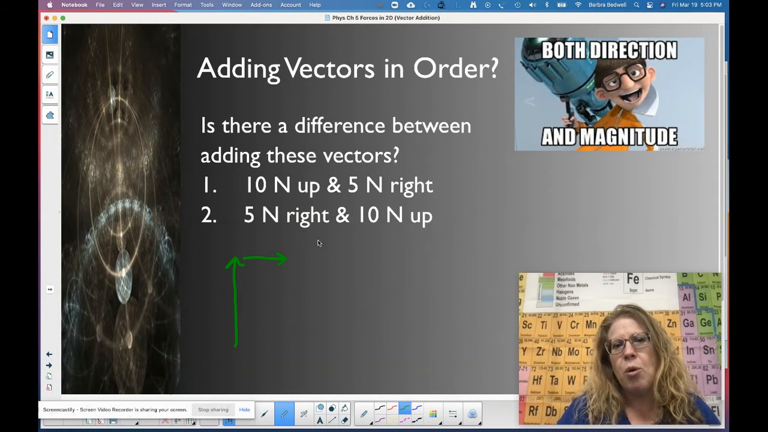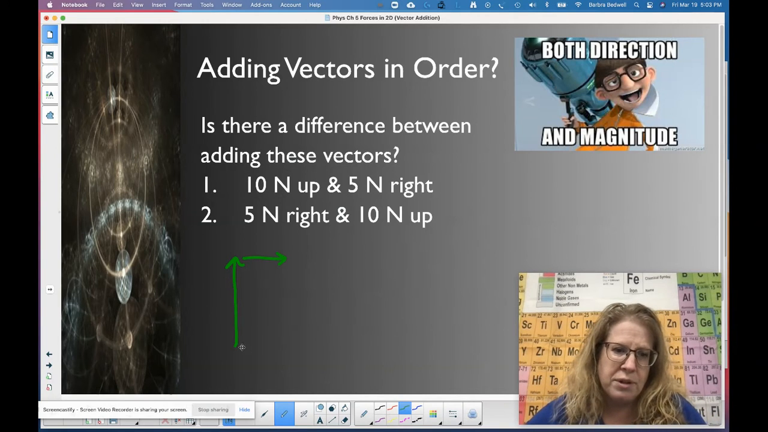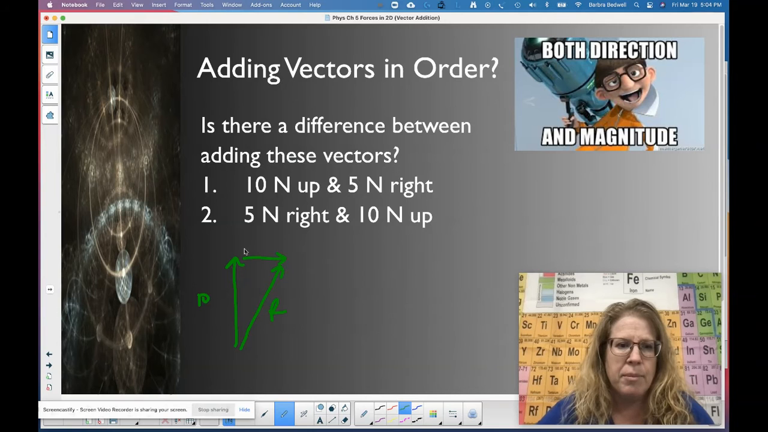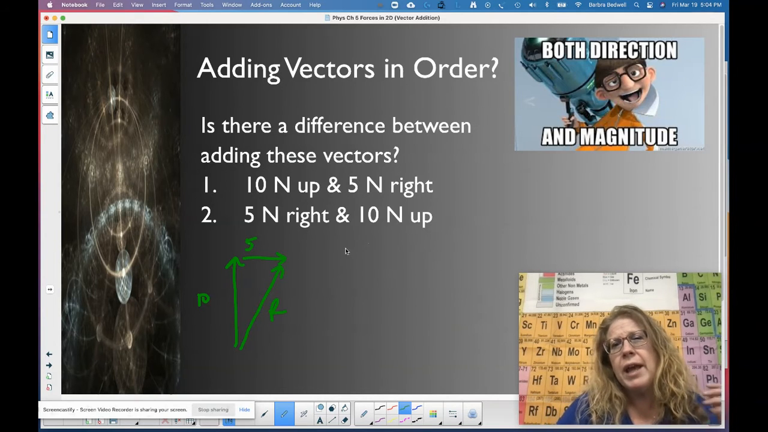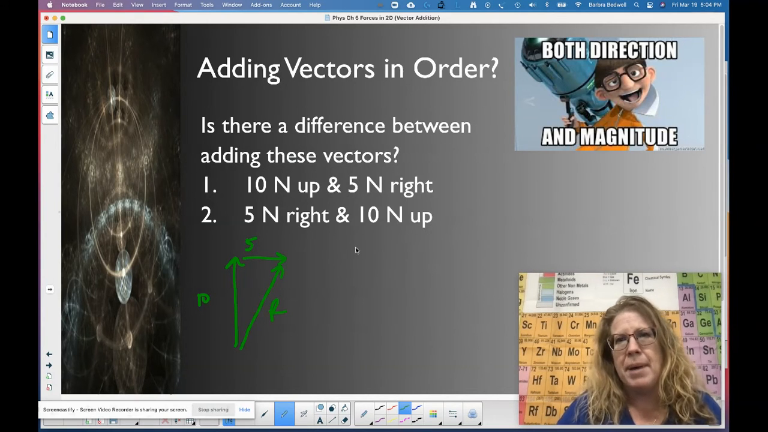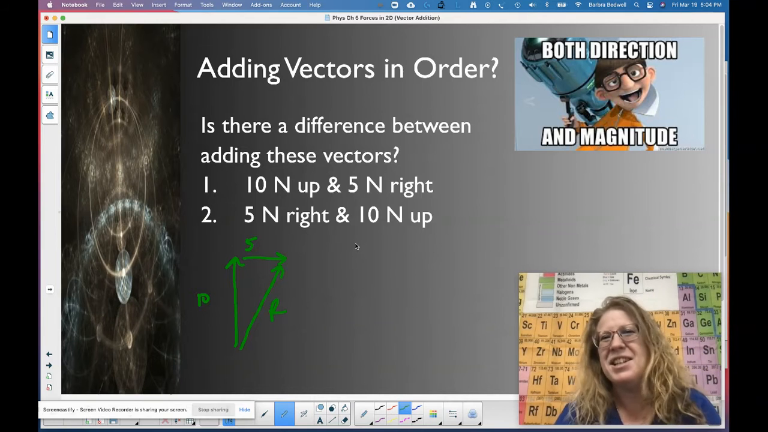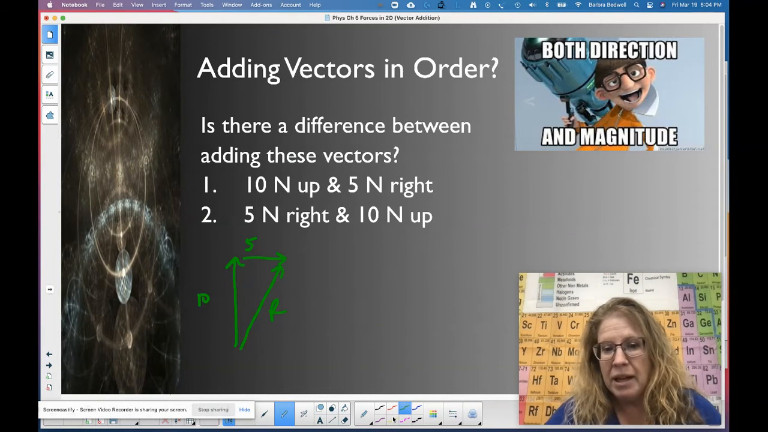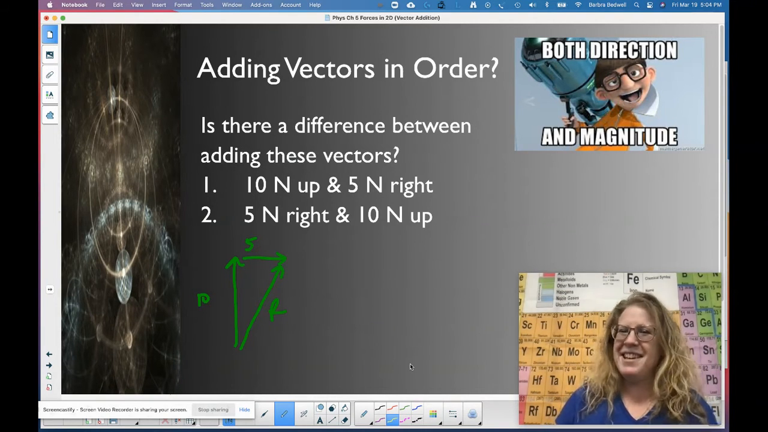But what happened if we added it together in a different order? So this was our resultant vector here. That was the resultant right there. That was it: 10 up, 5 to the right. What if we added them together in a different order? Does that matter? Most of the time in physics, it does, right? We get super picky about it. But luckily for us, in this case, it doesn't, magically.